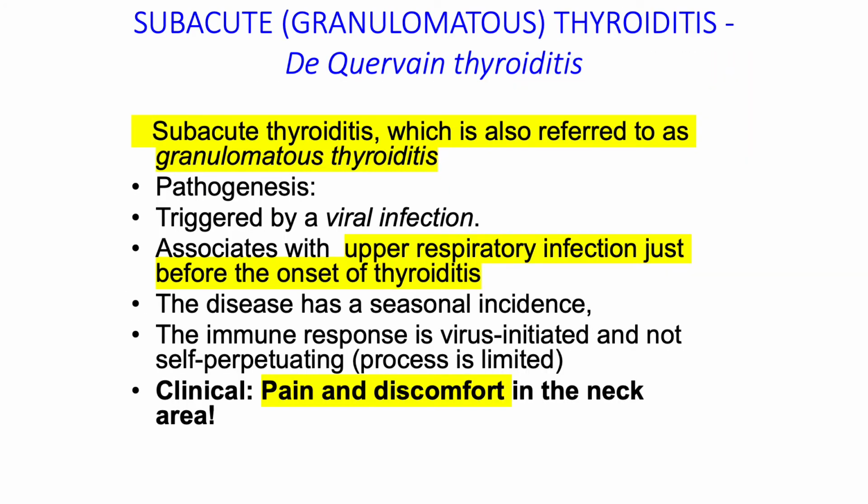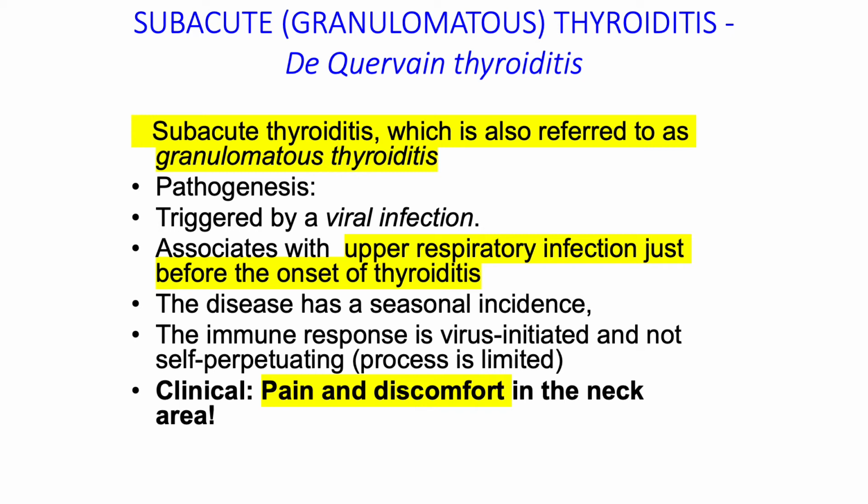Now coming to another form of thyroiditis, that is known as subacute thyroiditis, and it is also called granulomatous and de Quervain thyroiditis as well. So pathogenesis, here it is classically triggered by a viral infection. So most of the patients do present with a prior upper respiratory infection just before the onset of thyroiditis. That is a typical clinical presentation.